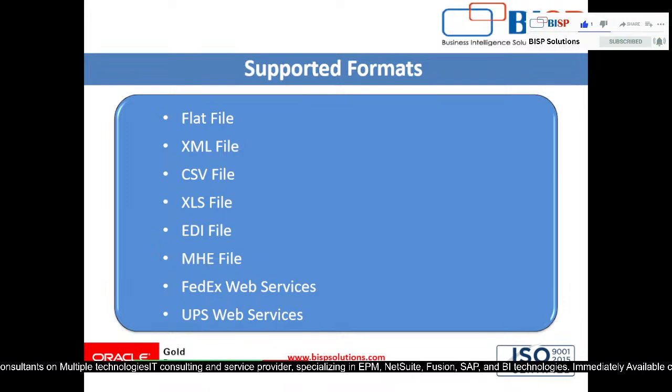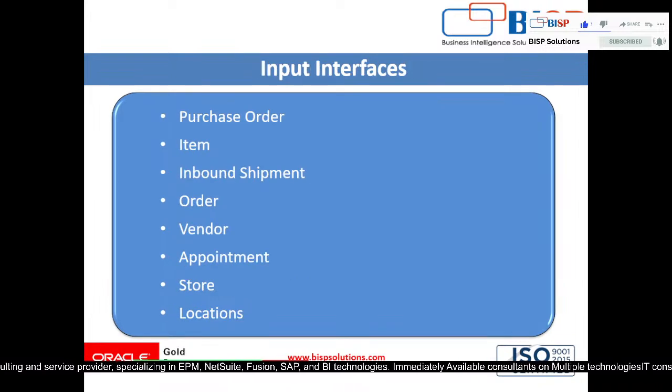Both FedEx and UPS are web services, right? Both are web services, and these are the supported formats. And we have some input interfaces in the Oracle WMS Cloud. Input interfaces in the WMS Cloud represent forms like purchase order and item. Item means item facility, specific item barcode, item pre-pack, right?